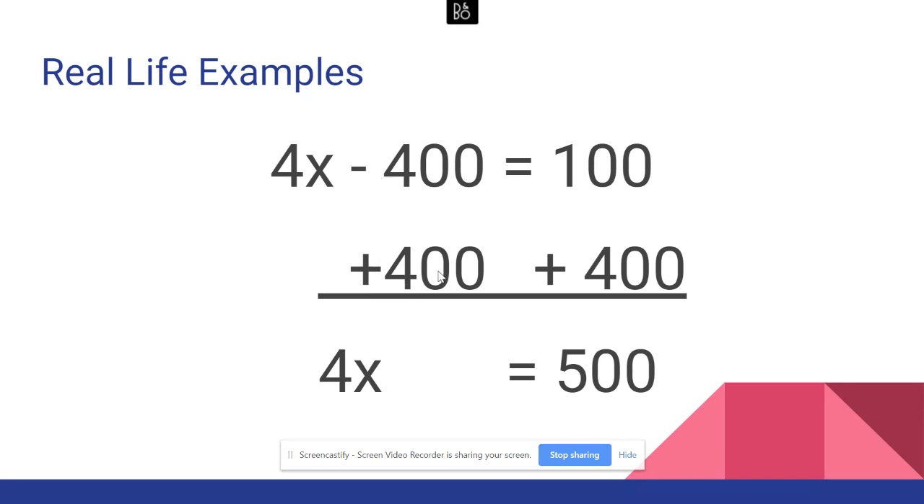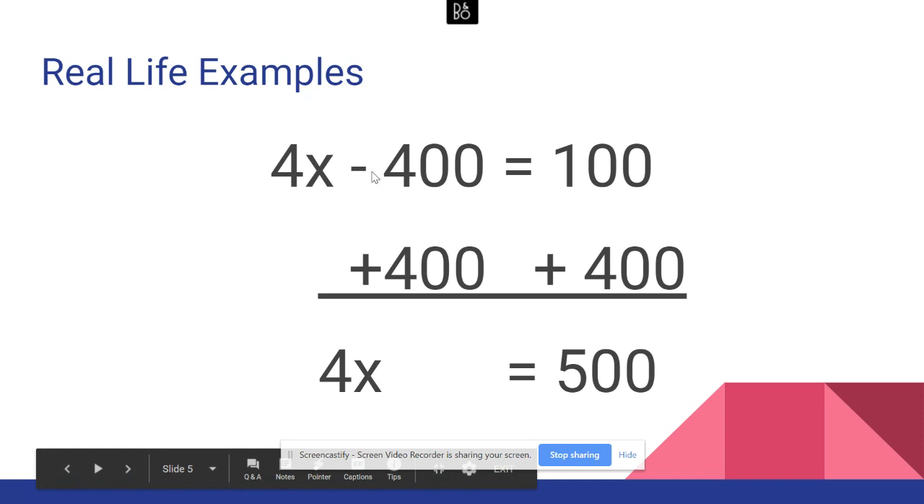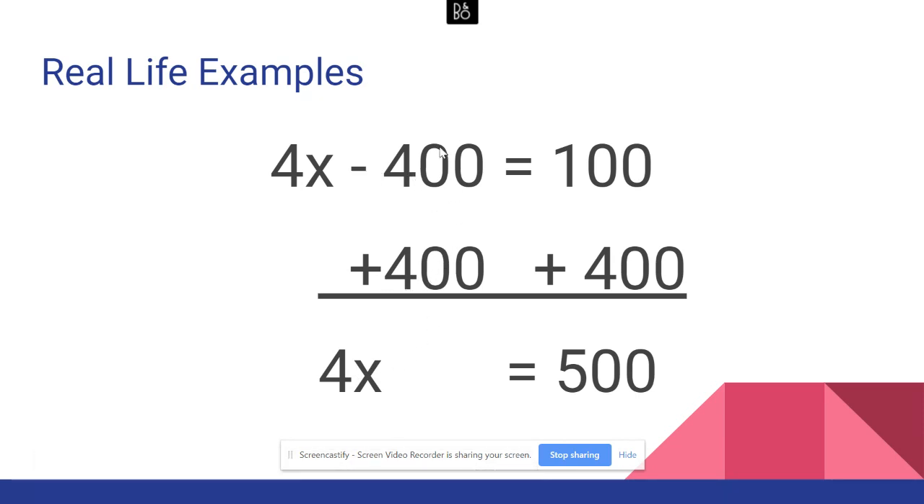So we're adding 400. But if I add 400 on one side of the equation, I have to keep it equal on the other side. So I have to add 400 on the other side of the equation as well. This 4x, I can't add 400 to 4x, so this 4x just comes down. We're bringing it down under a line. We have a negative 400 and we add 400. This cancels out. And that's why we did the inverse operations. We wanted that to happen. And then on the other side, we have 100 plus 400 gives us 500.